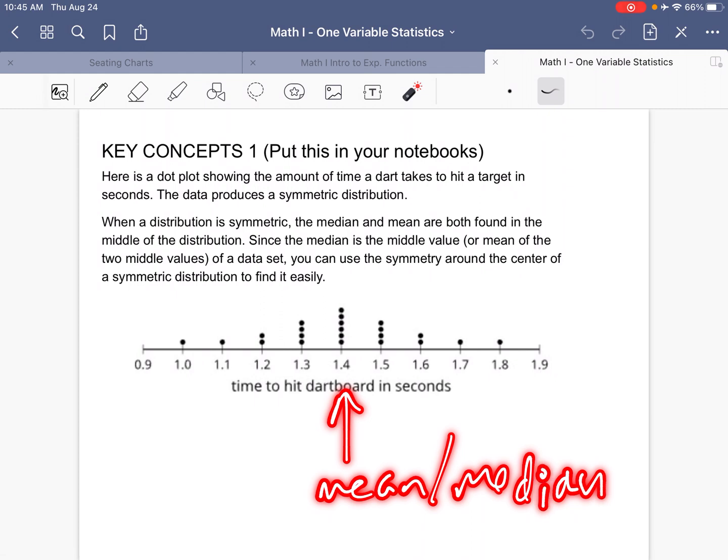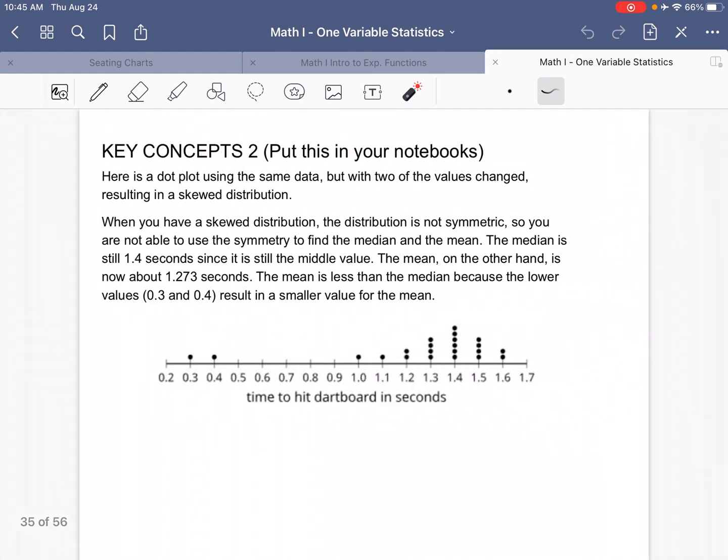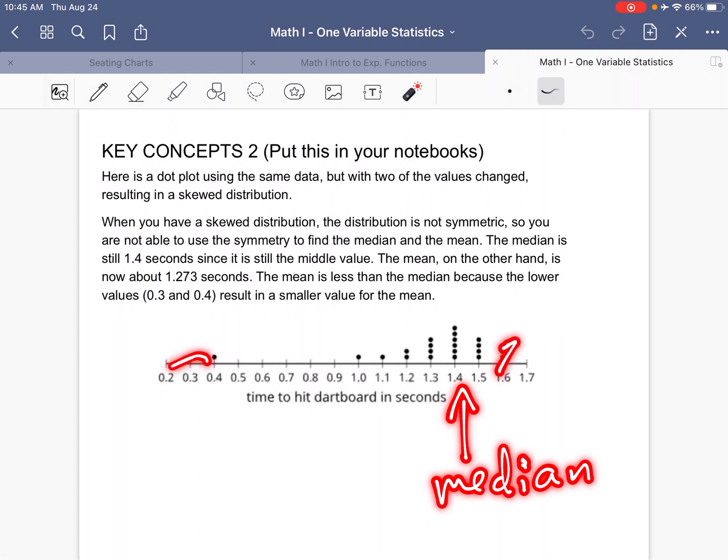Now, if you look at a different data set that's skewed, what happens is the median might move a little bit, but not much. So in this case, the median would likely still be about 1.4. And actually, if you go through and you cross off dots like we've done to find the median before, you'll find it is actually exactly 1.4. So this is our median.